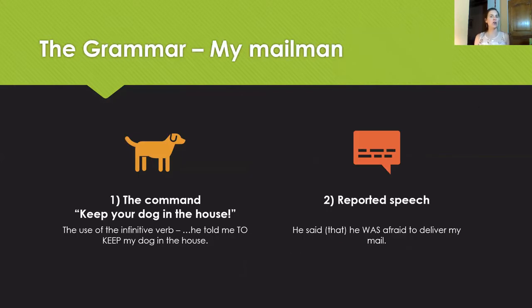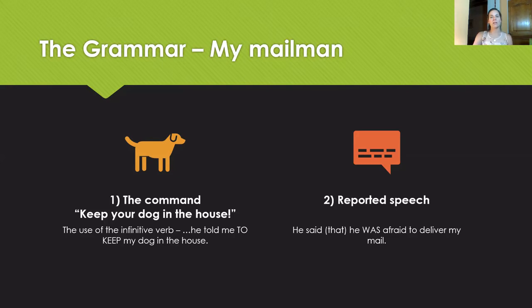So what's going on here grammatically with the mailman? First, we see that there's a command. Keep your dog in the house. We switch to the infinitive verb. He told me to keep my dog in the house. He told me to keep. And often with the rhythm, we say, he told me to keep. And we don't often say to keep. We often say, he told me to keep my dog in the house. Then we switch to reported speech. Why did he tell you that? He told me he was afraid to deliver the mail. ¿Cómo está? ¿Por qué? Porque estaba, pues tenía miedo del perro, ¿sí?